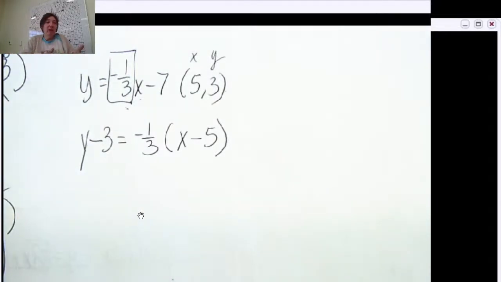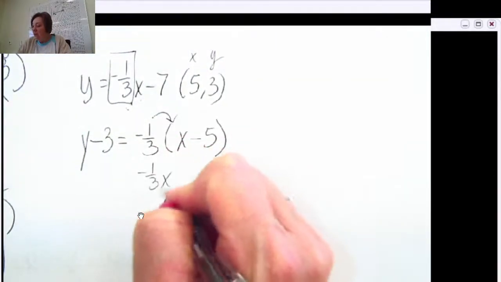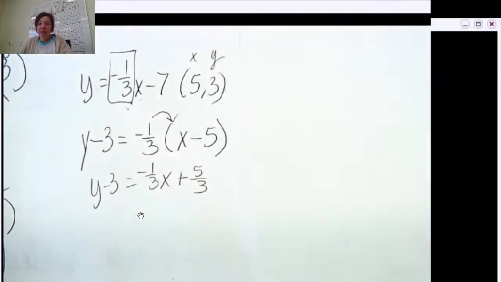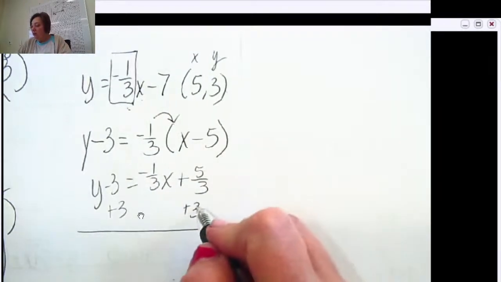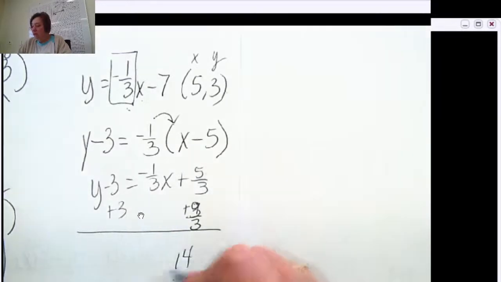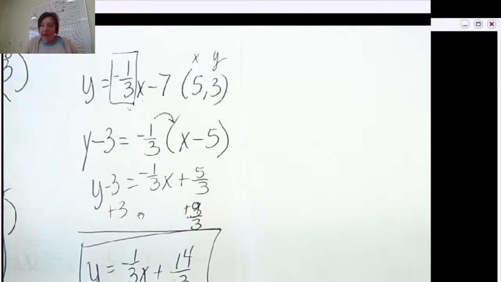But if we want to put it in slope intercept form, we've got to multiply, do that distributive property, and then move that minus 3, right? So we're going to have negative 1/3 x, positive 5/3, right? Add 3 to both sides. Which 3, that's going to be 9/3. 9 plus 5 is what, 14/3? And that's our answer. Okay, parallel lines. Not hard, right? Not hard.